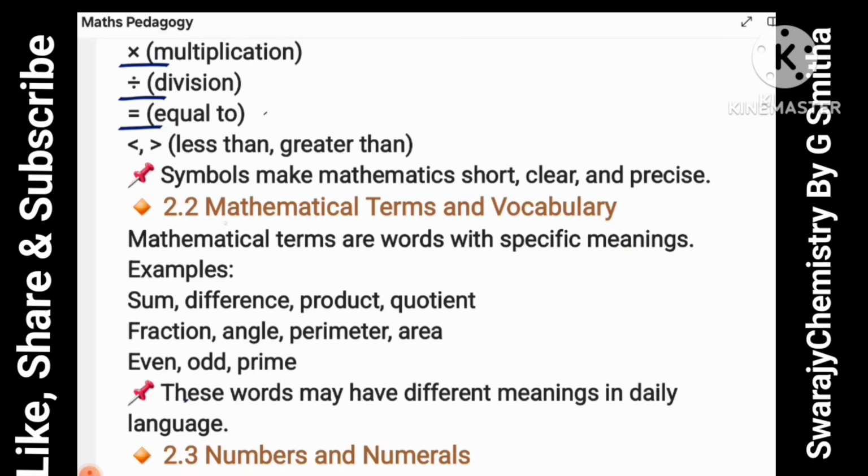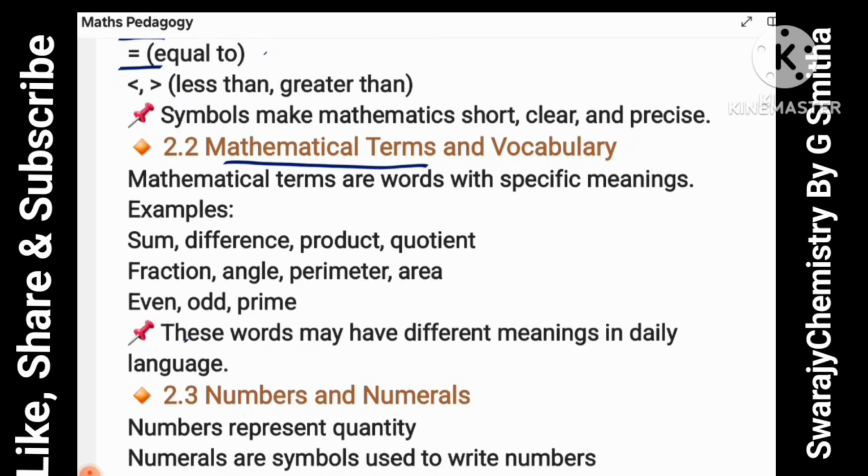The next component is mathematical terms and vocabulary. Mathematics uses specific words with fixed meaning. Examples include sum, difference, product, quotient, fraction, angle, perimeter, area, even, odd, prime. Many of these words have different meanings in daily life. So students must learn their mathematical meaning carefully.